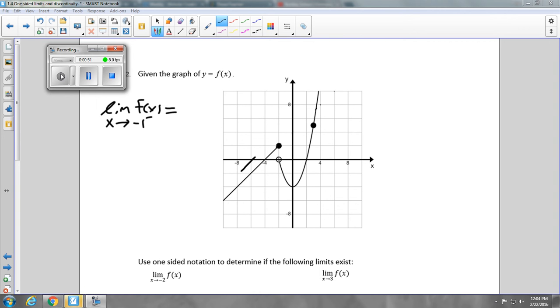So we're going up this way. It goes up by 2s, yeah, this is 2, so it's going to be equal to 2. And then if we go from the right, so now we're coming from that side, we're going to say the limit of f of x as x approaches -1 from the right is equal to what?